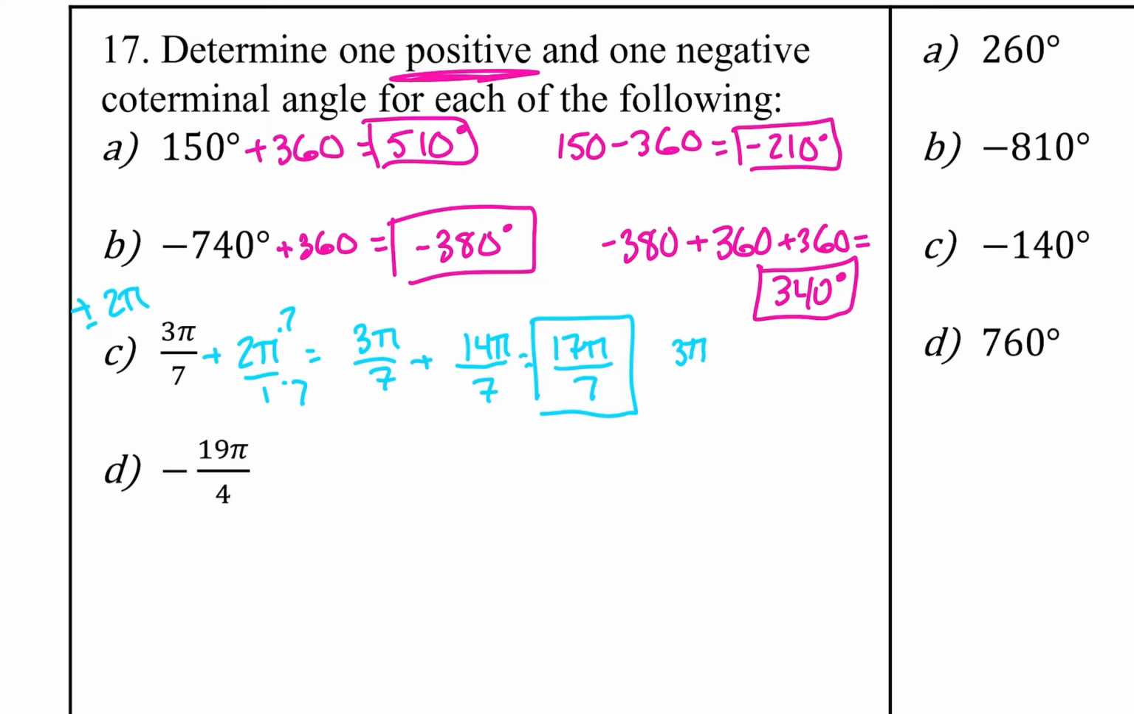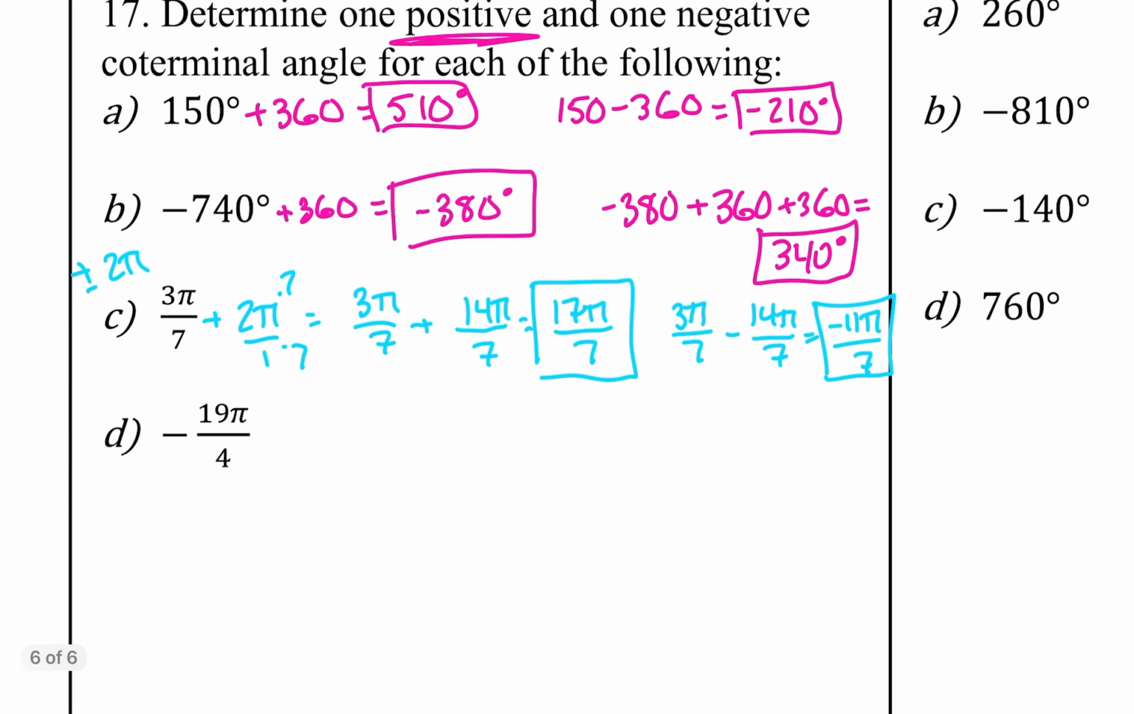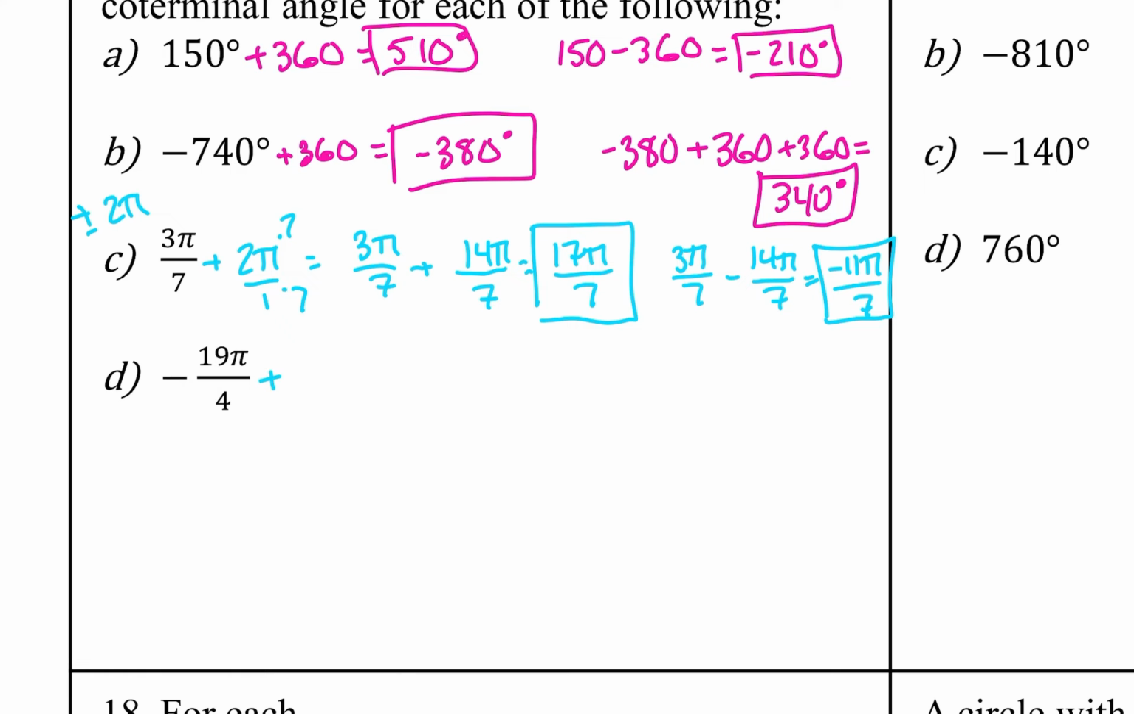And now that we found that number, it's kind of easy. We do 3 pi over 7, but we subtract 14 pi over 7. And I get negative 11 pi over 7. Notice the denominator is staying the same. That's not changing. All right, now I got negative 19 pi over 4, so we're going to add 2 pi.